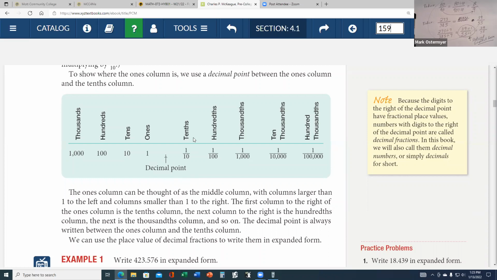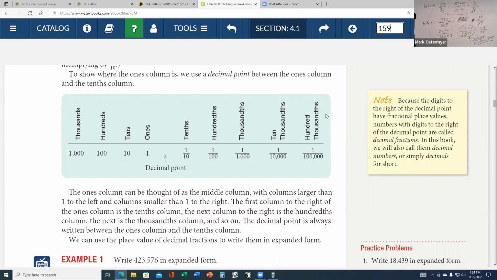the tens place. Notice it's called the tenths place. Two places to the right of the decimal point is called the hundredths place. Three places to the right of the decimal point is called the 1,000ths place. Four places to the right is the 10,000ths place. Five places to the right is the 100,000ths place.